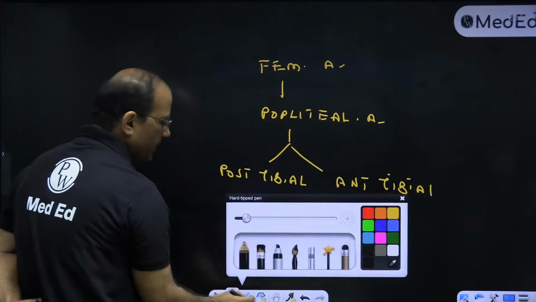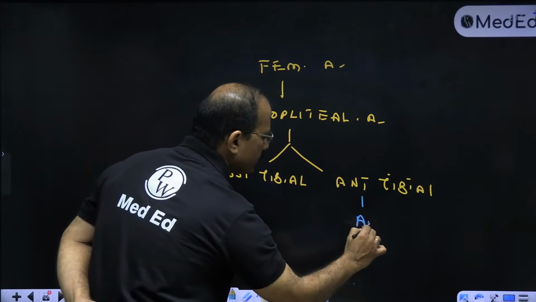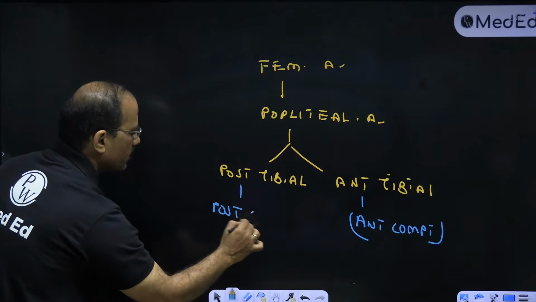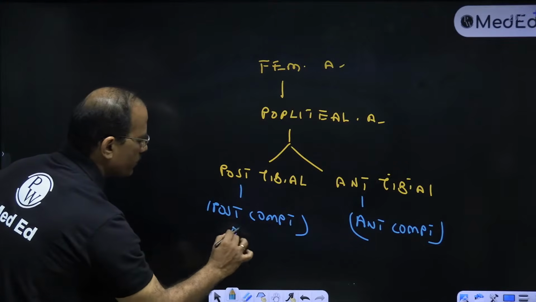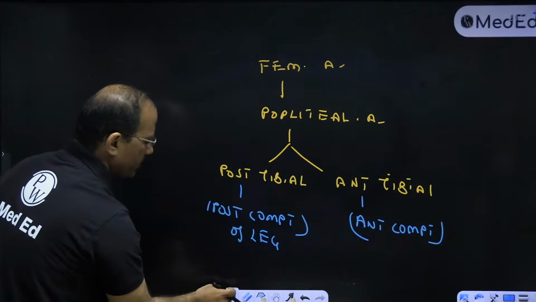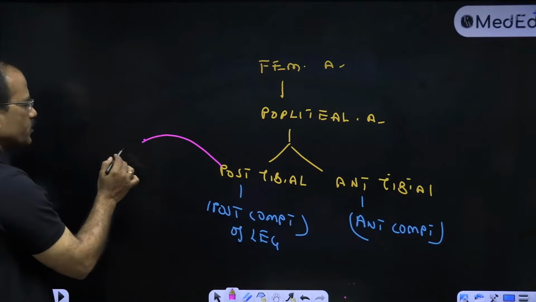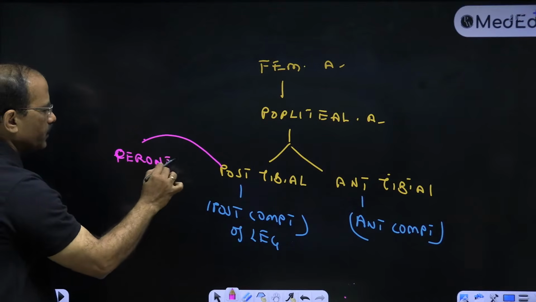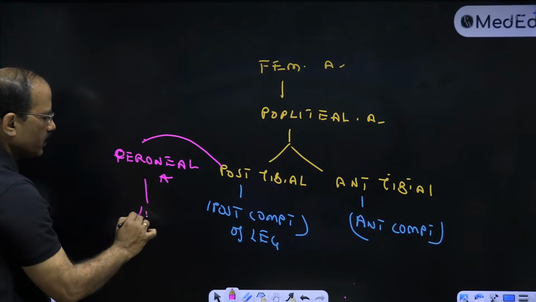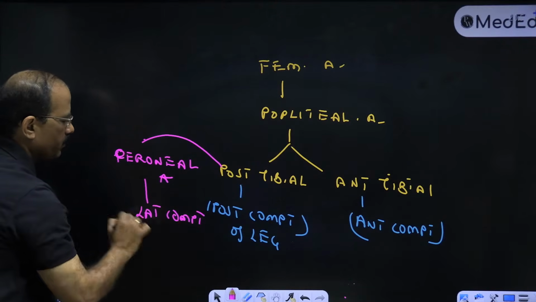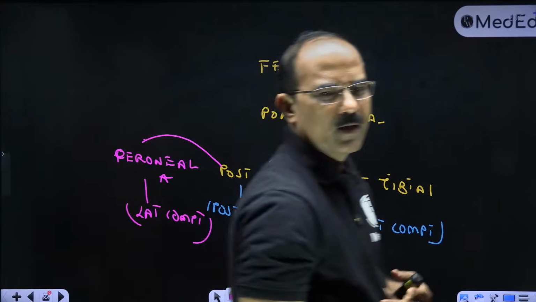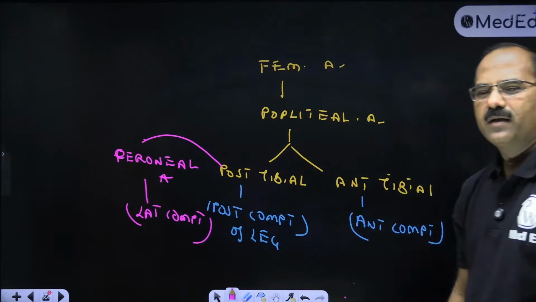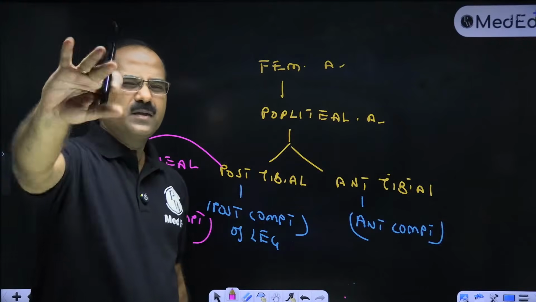Now where does the anterior tibial go? Anterior tibial goes to the anterior compartment of the leg. Posterior tibial goes to the posterior compartment of the leg. This one went to the anterior compartment. This posterior tibial gives a branch, its name is peroneal artery, which goes to the lateral compartment. Done. So femoral artery continues as popliteal artery, divides into anterior and posterior tibial, and then this is it. Fine. Just in short, I'll tell you.